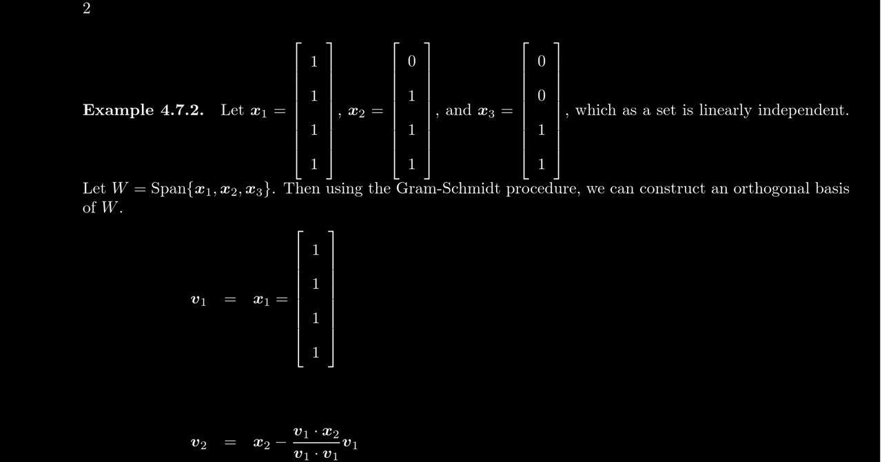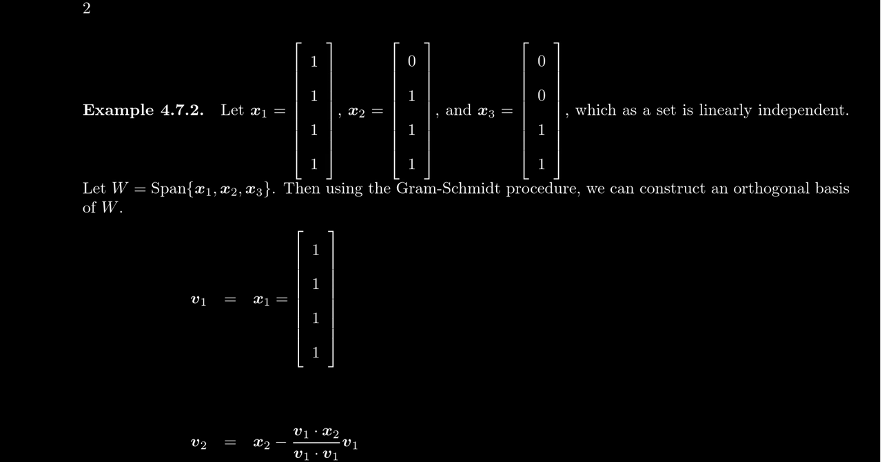Well, the Gram-Schmidt process will reproduce the exact same basis if these vectors are already orthogonal, but a quick check shows that they're not orthogonal. If we take x1 and x2 together, the dot product is 3. x1 and x3 gives us a dot product of 2. And then x2 and x3 gives us a dot product of 2 again. So these things are not orthogonal.